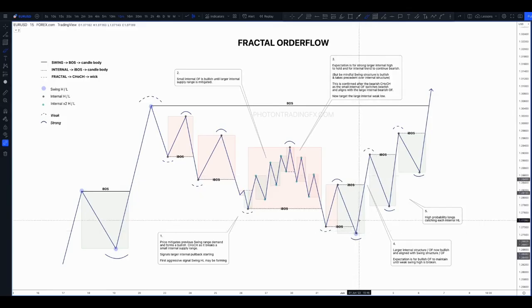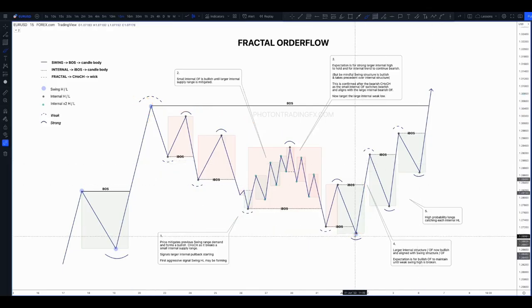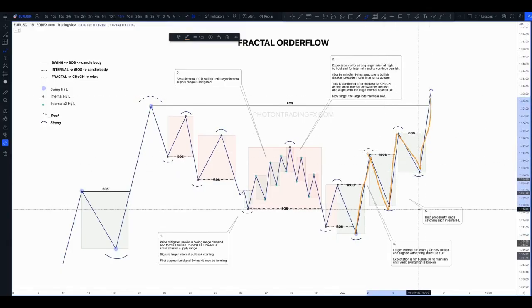So now what do we expect? Now we expect these demand ranges to hold until it takes out that weak swing high, right? Until it takes out the start of that bearish internal leg, which in this case is where the swing high is. So that's why when we get that shift in bullish order flow, that shift in the larger internal structure, we now expect these ranges to hold, right? Until they go the whole way up.